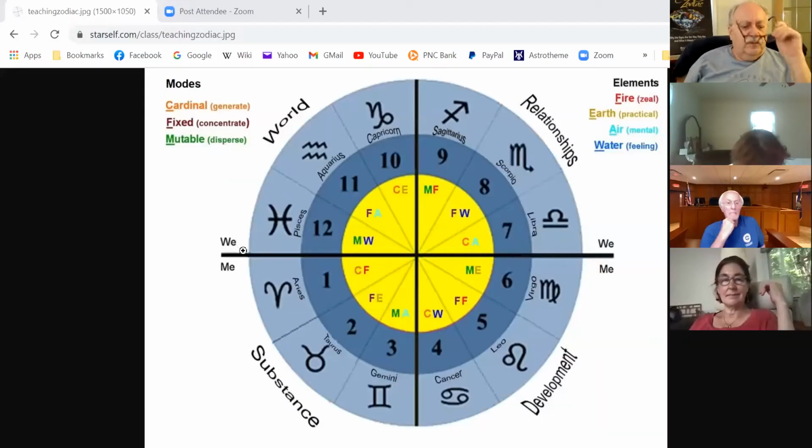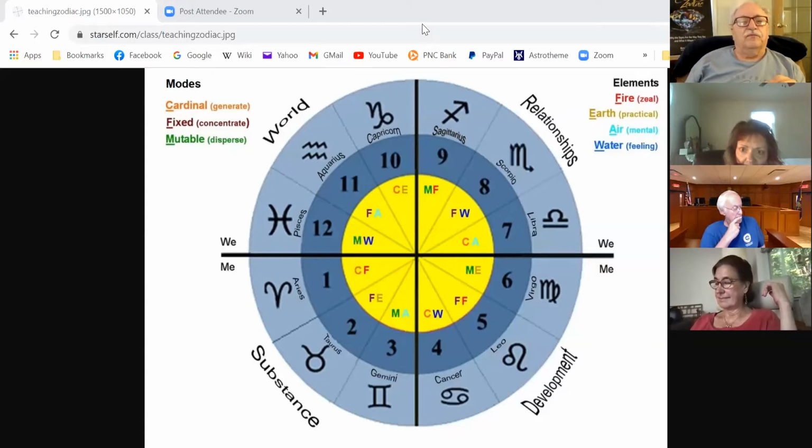Let me show you those. All right. The modes are here. There are 4 cardinal signs. There are 4 fixed signs. There are 4 mutable signs. These are the first letter that you see in each of these groupings here. So let me show you that. The cardinal signs are the Aries, the Cancers, the Libras, and the Capricorns.